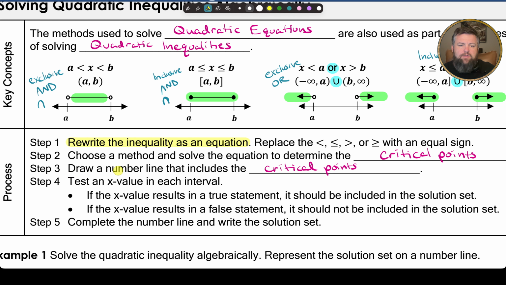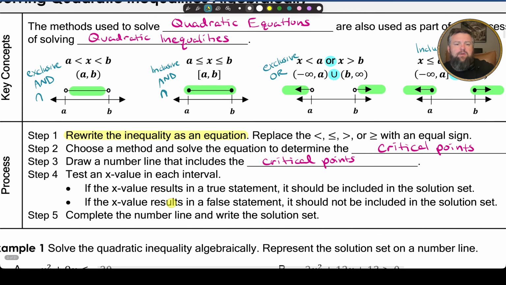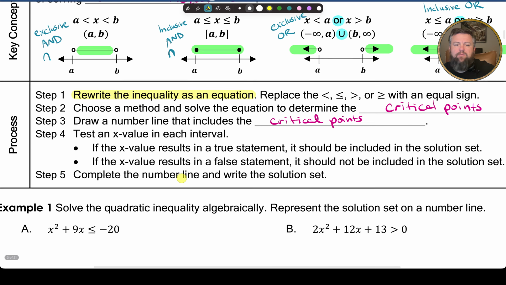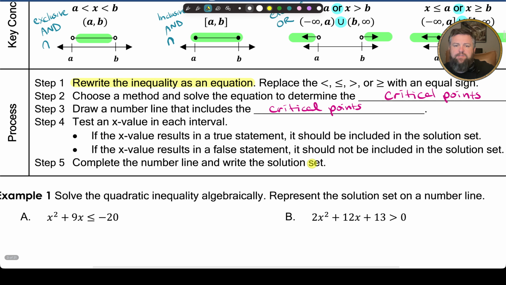So step 3, we're going to draw a number line that includes the critical points. The critical points are your A and B in this case here. You're going to test an X value in each interval. If the X value results in a true statement, it should be included in the solution set. If the X value results in a false statement, it should not be included. And then we're going to complete the number line and write the solution set.